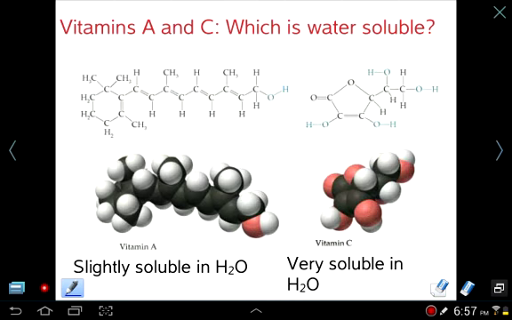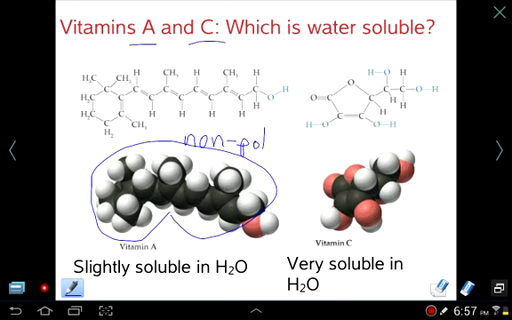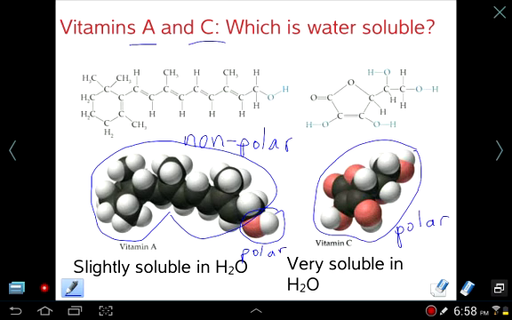So we can even take a look at more complex molecules. These are biomolecules. So vitamin A and vitamin C compared. Vitamin A has a very big nonpolar region here. This is nonpolar. Whereas it has a small polar region. And vitamin C, on the contrast, has a very big polar region. Most of the molecule is actually polar. Therefore, it is very soluble in water, and vitamin A is slightly soluble. We can't say that it is insoluble because it does have this polar side to it.